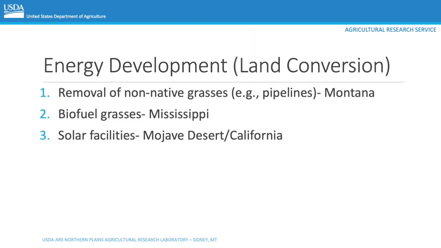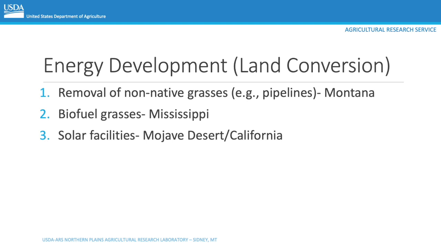I'm going to talk about a few projects that I have worked on that dealt with pollinators and energy development. Mostly when I'm talking about energy development, I'm talking about the conversion of land for energy development. I'm going to show you three different projects. One involves the removal of non-native grasses, so it's a prairie restoration project. We planted native grasses and native forbs, and I'll show you the impacts it had on pollinators. This is analogous to what happens after they put in pipelines.